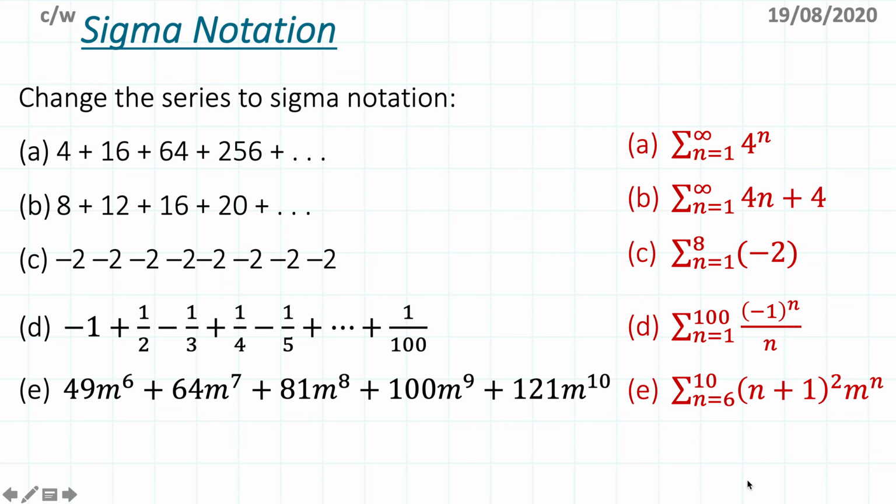Up until 10. Keeping in mind, again, same thing with the second one, you can do a completely different one where it's n squared m to the power of n minus 1. So you can actually write different expressions for the same sigma notation.